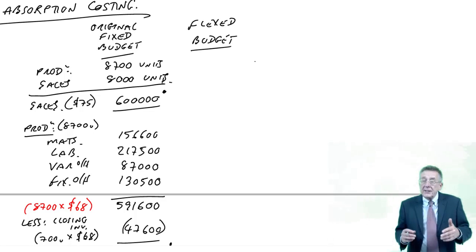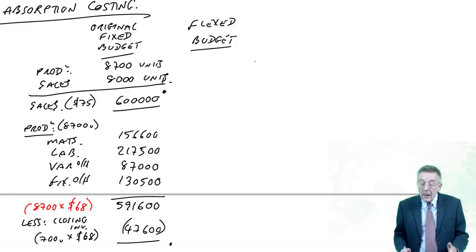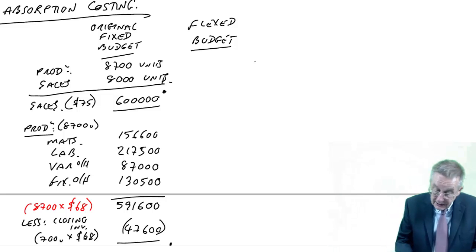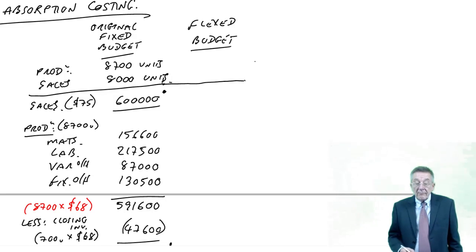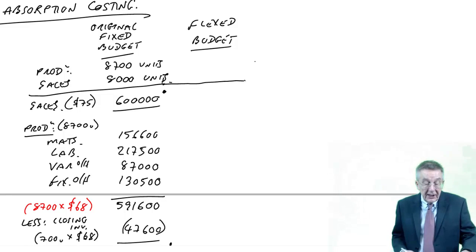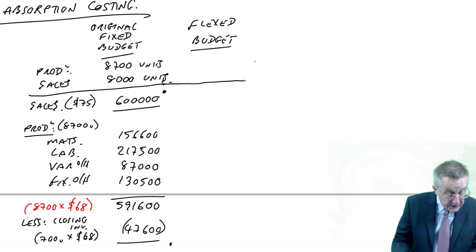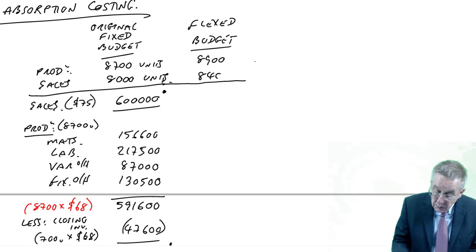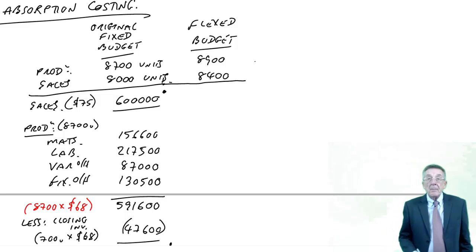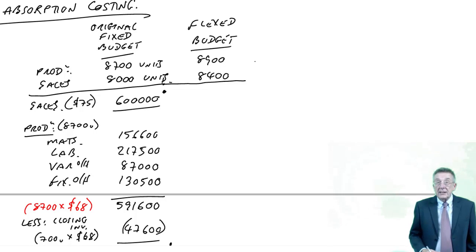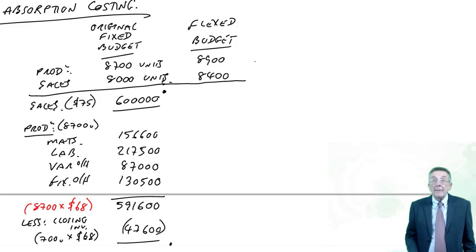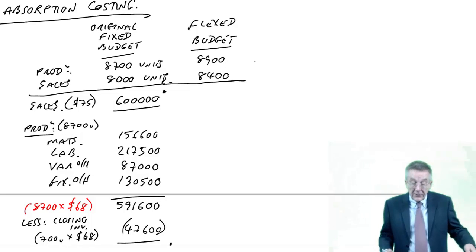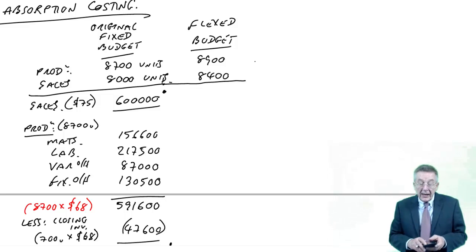So to make it a fair, a sensible comparison, we flex the budget. We rewrite the budget based on the actual activity. The actual production was 8,900. The actual sales were 8,400. So let's now rewrite the budget. What should the revenue be? What should the production be? Again, that's standard revenue, standard costs. So it won't take me a moment.